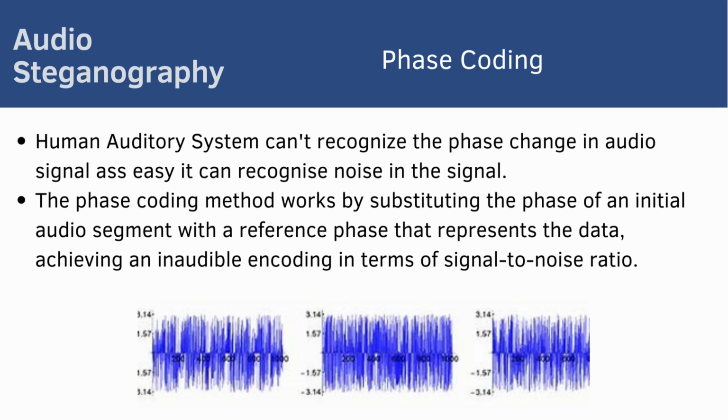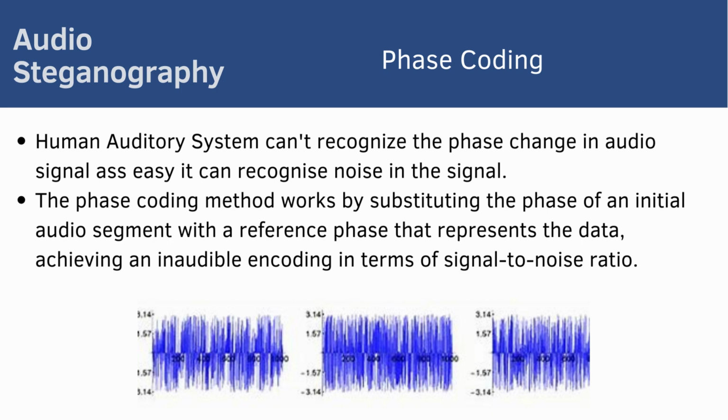Now, the next method in audio steganography is phase coding. The human auditory system, or HAS, can't recognize a phase change in an audio signal as easily as it can recognize noise in the signal. The phase coding method works by substituting the phase of an initial audio segment with a reference phase that represents the data, achieving an inaudible encoding in terms of signal to noise ratio.